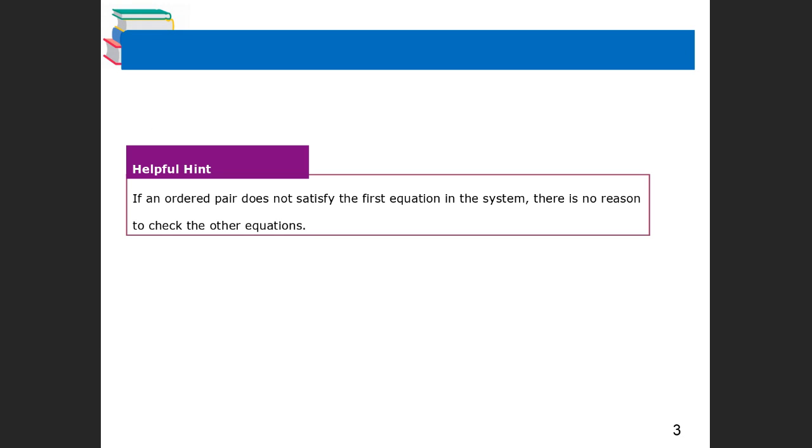If an ordered pair does not satisfy the first equation of a system, there is no reason to check in the other equation because it has to make both of them true.